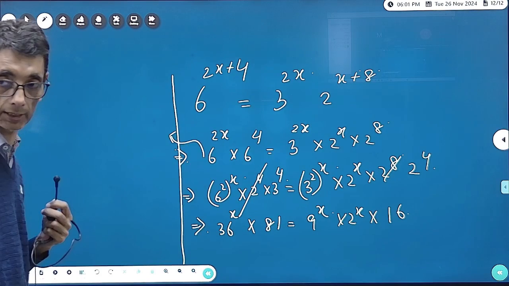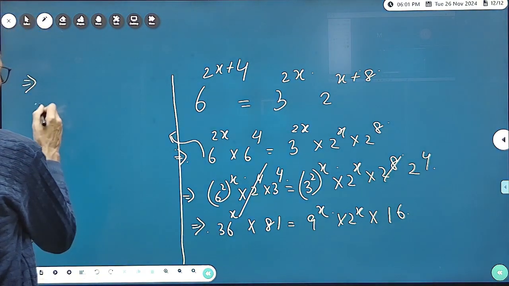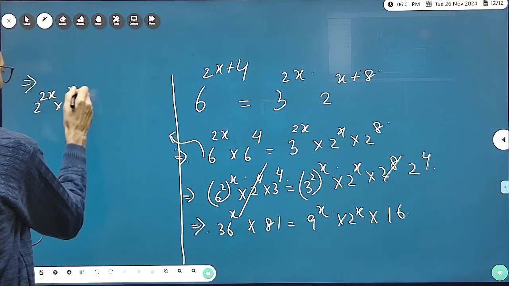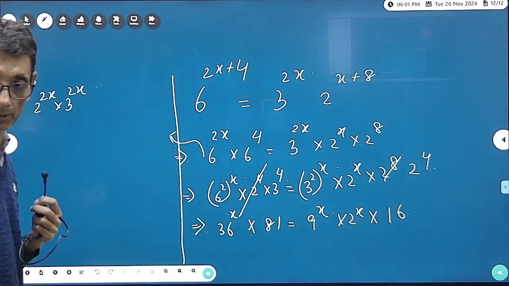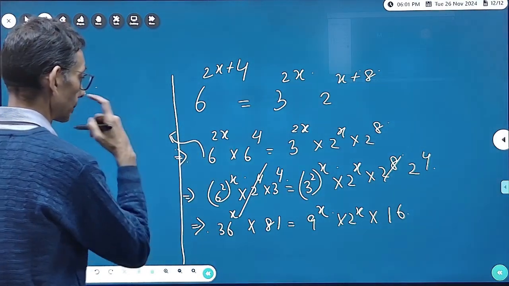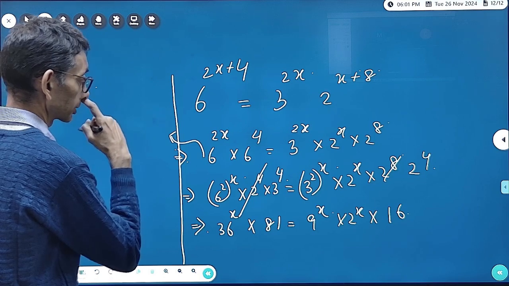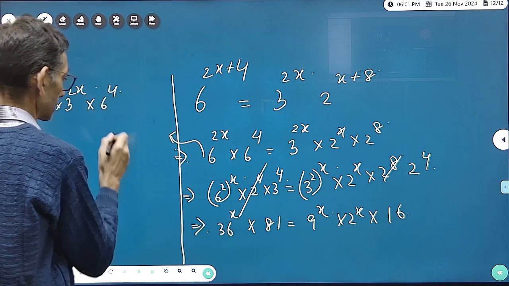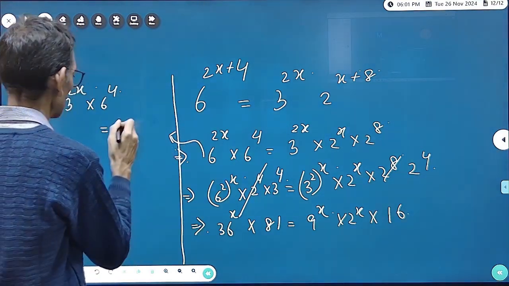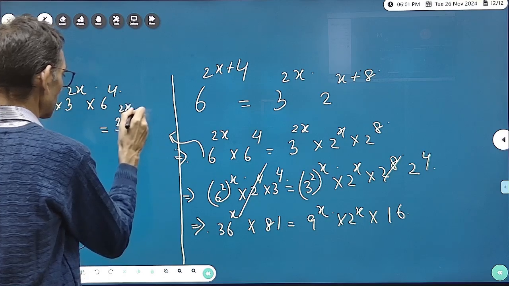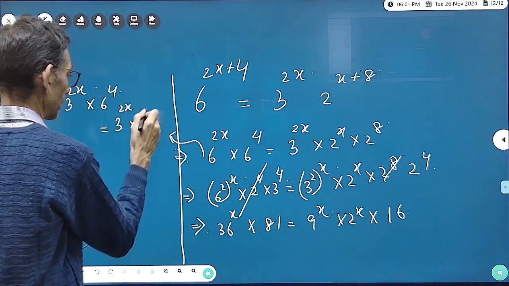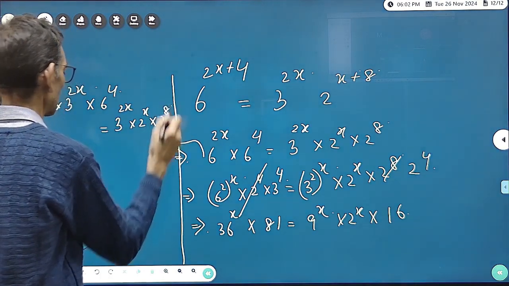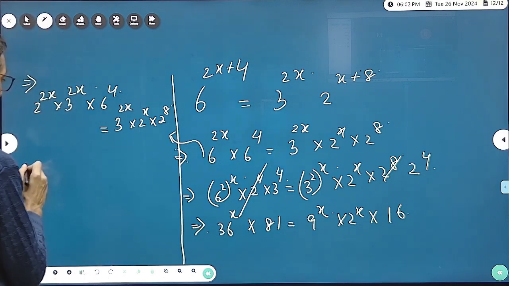What will I write? Look, 2 to the power twice x into 3 to the power twice x, I can write, because 2 into 3 is 6. And 6 to the power 4 we keep, no worry about this. Then 3 to the power twice x, no problem, and 2 to the power x, no problem. 2 to the power 8, no problem. Done. Okay, now.